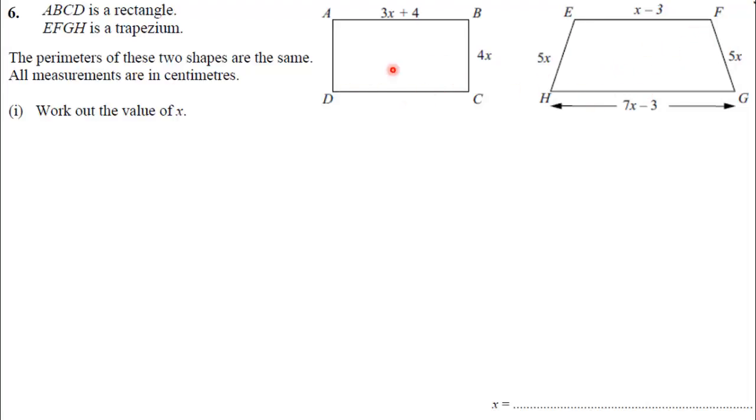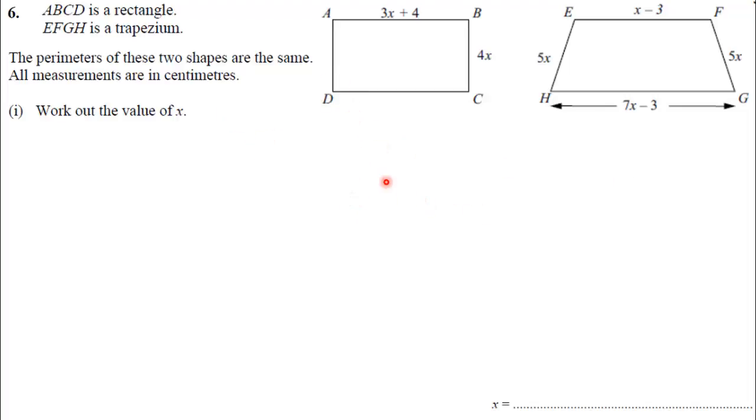The diagrams are not drawn to scale, so don't assume that. They've also said that all measurements are in centimeters. Work out the value of x. This is a pretty standard question, and you should be able to do it. We need to make sure your layout is good and you show all your workings in a clear way.